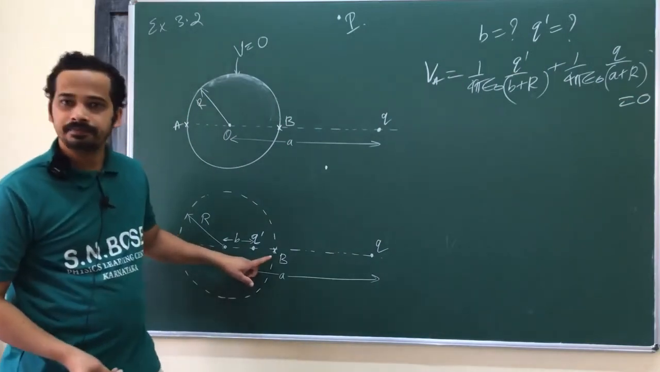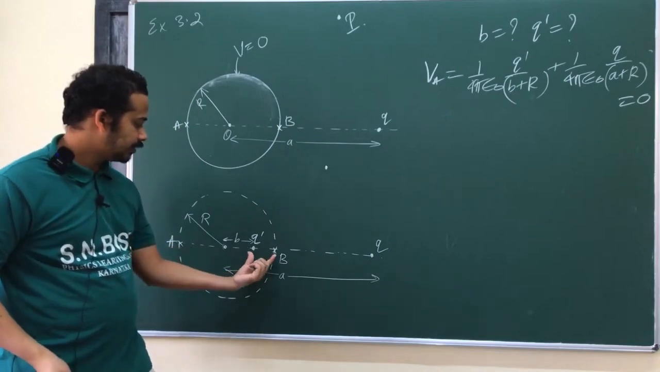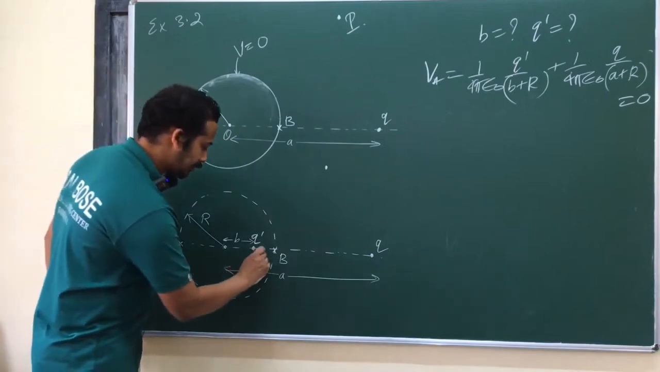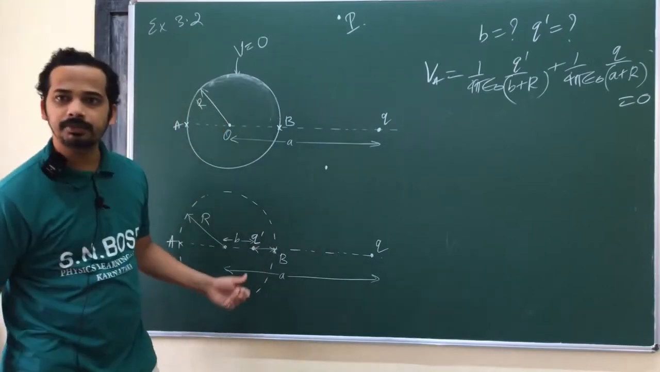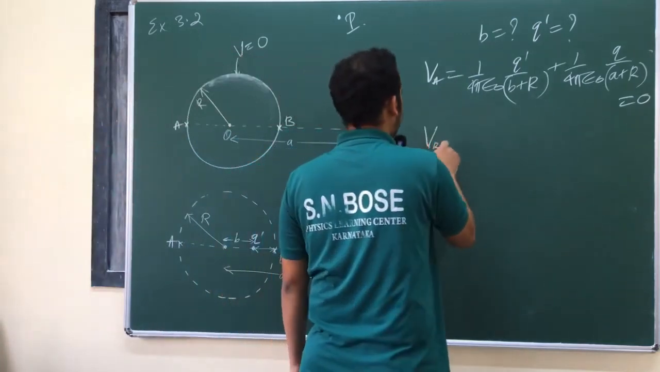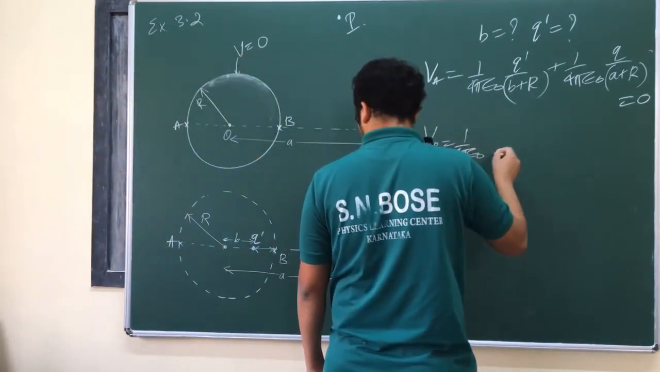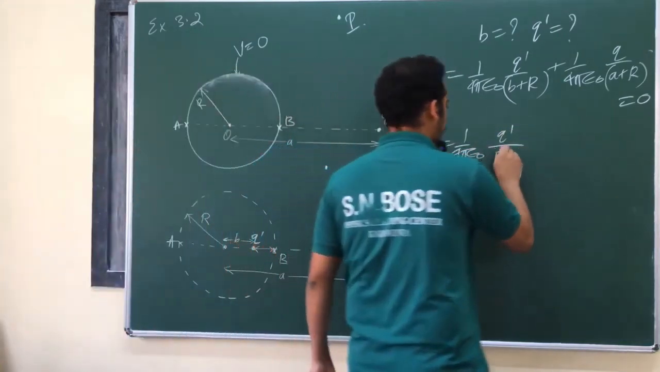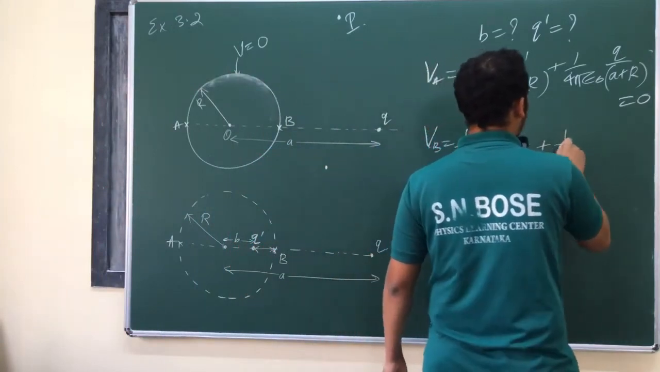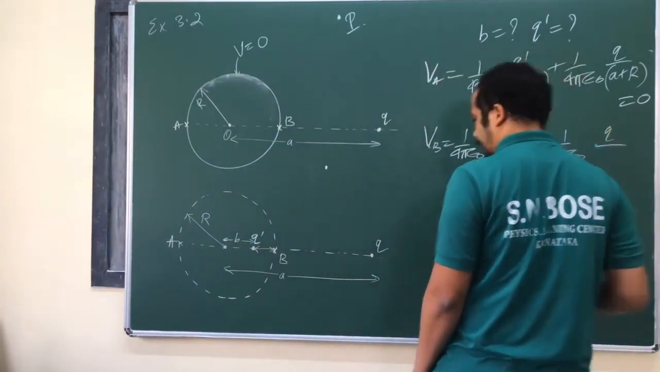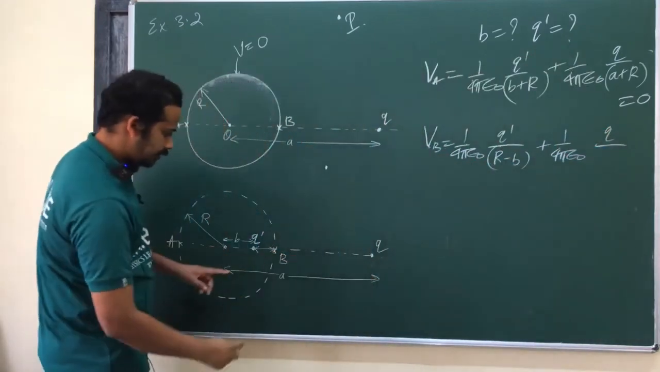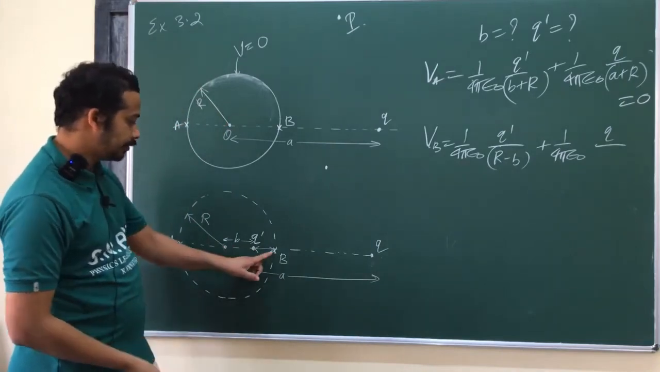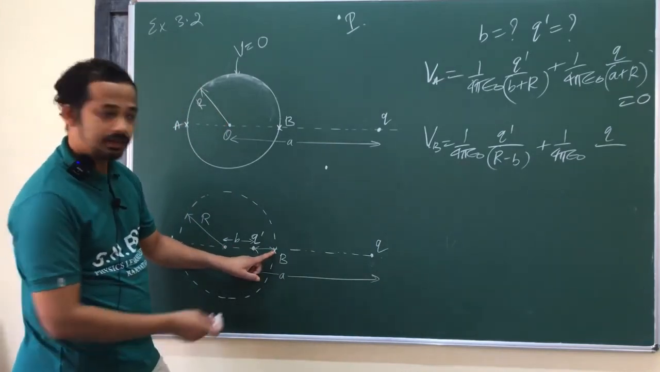Other equation: the potential at this point due to Q prime. What is this distance? Radius minus B. So the potential at B is equal to 1 by 4 pi epsilon naught, Q prime divided by R minus B, plus 1 by 4 pi epsilon naught, Q divided by the distance A minus B? No, wait a second. At this B we are finding, am I right? This distance.